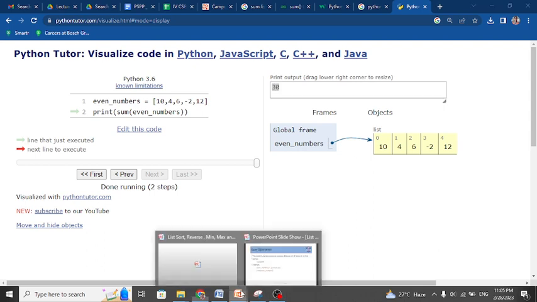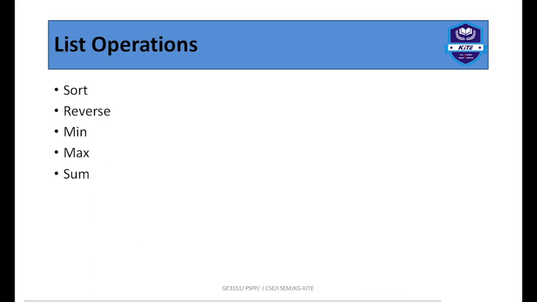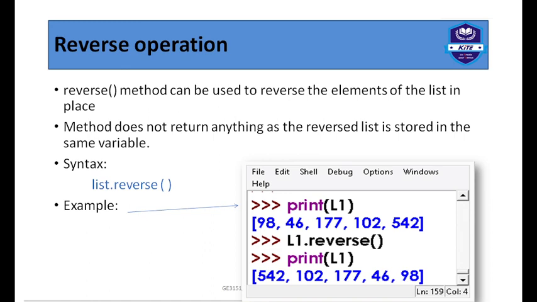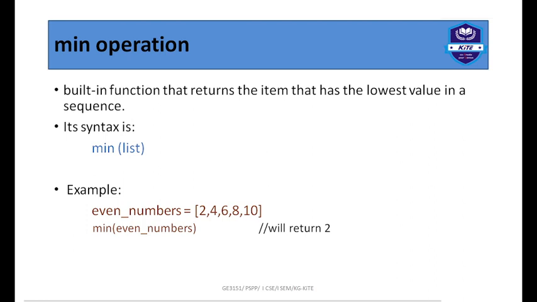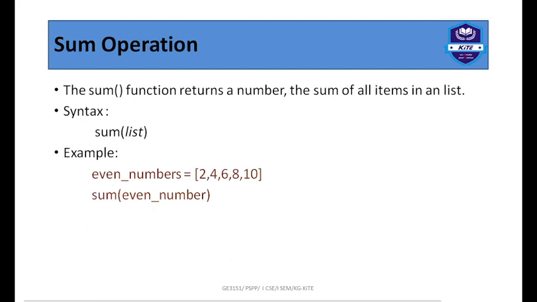Let's have a small recap. Today we have discussed a second set of operations: sort, reverse, min, max, and sum. The sort operation sorts the list items either in ascending order or in descending order. The reverse operation reverses the items of a list. The min operation returns the minimum value in the list, whereas the max operation returns the maximum value from the list, and the sum operation returns the sum of all the items of a list.